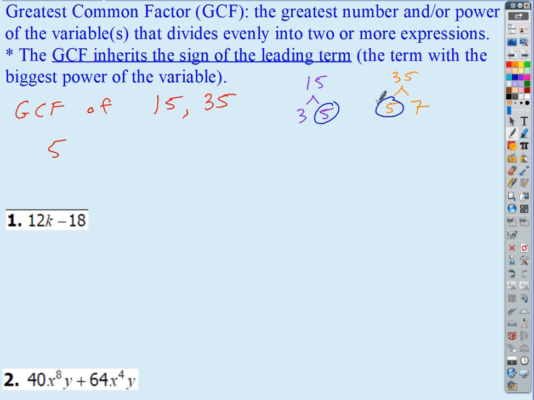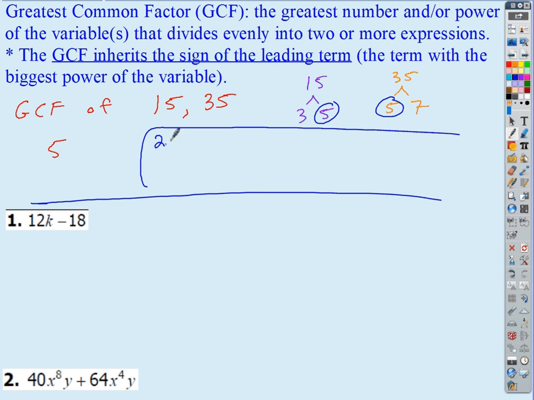Like what if we did something like 24 and 18, how about? Okay, what if we wanted to find the greatest common factor? New spot here. 24 and 18. What would that answer be? 6, okay? And we could show that if I did 24 and I made a factor tree.